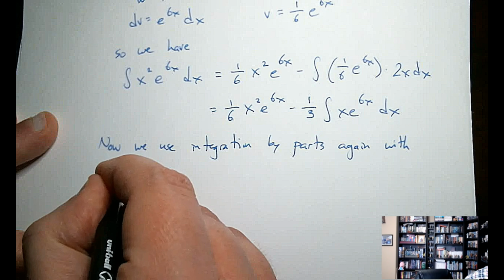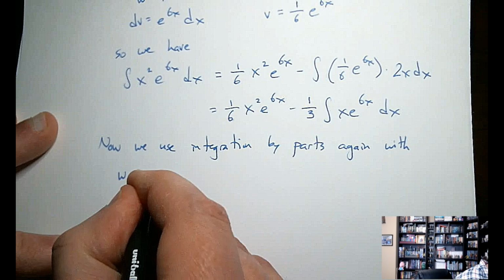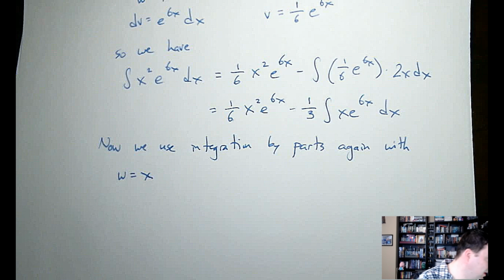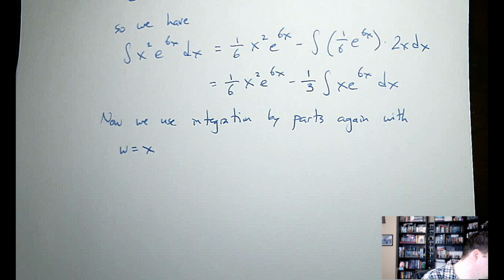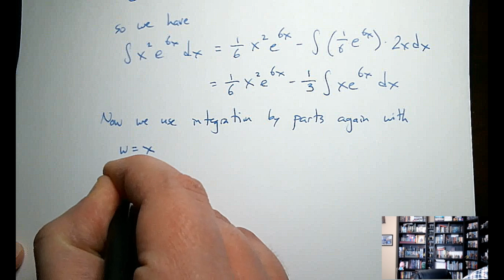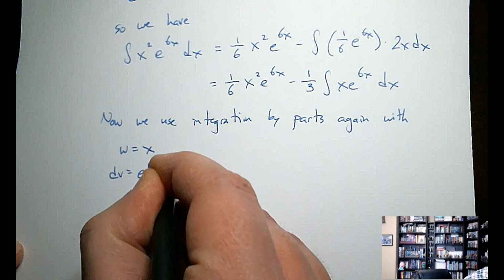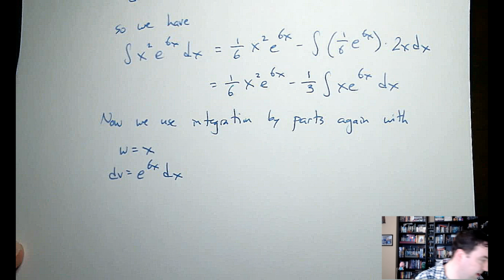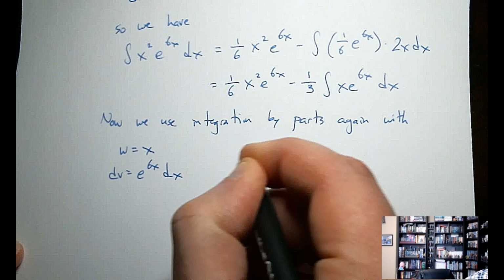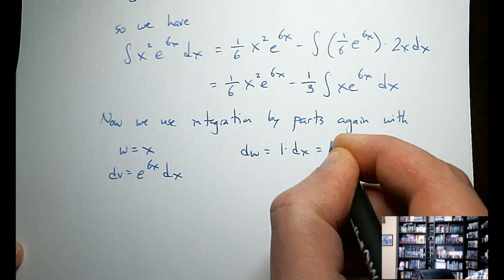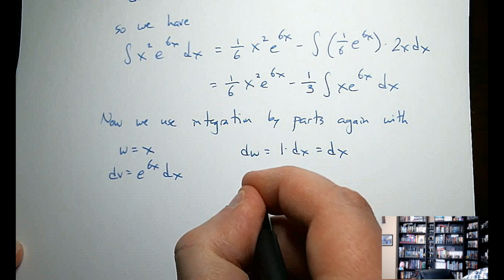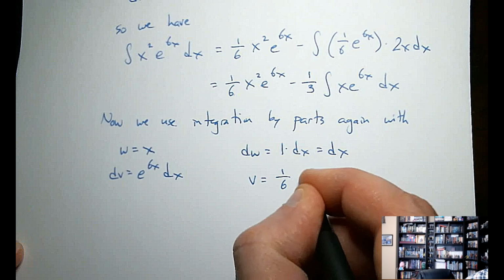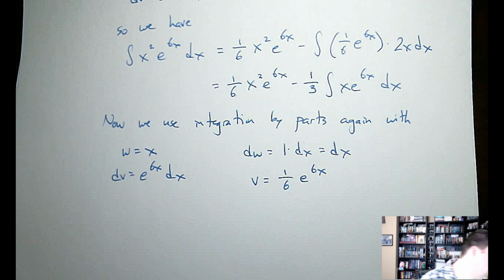And so W is going to have to be equal to x in this case, because that came from what we let be W the first time around. The x came out of our original W, which was x squared. And dV is going to be e to the 6x dx, because that came out of our original dV, which in this case is the same thing. So dW then, the derivative of x is 1 times dx, which is dx. And in this step, the V is exactly what we just wrote down for our first use of parts. Again, that's 1/6 e to the 6x.